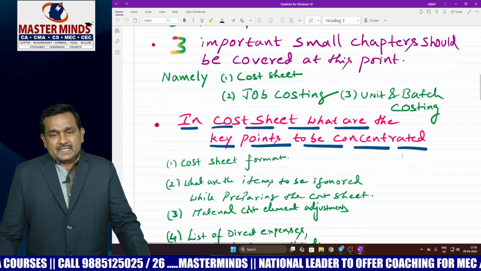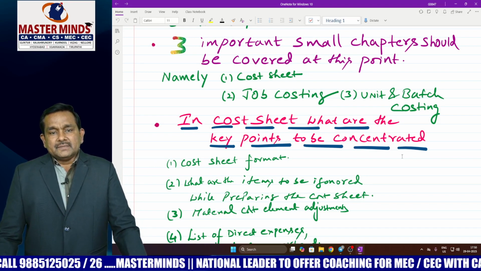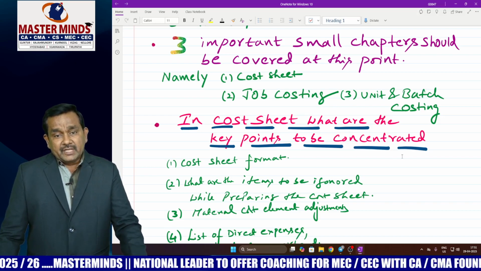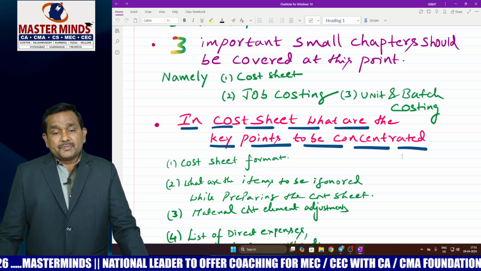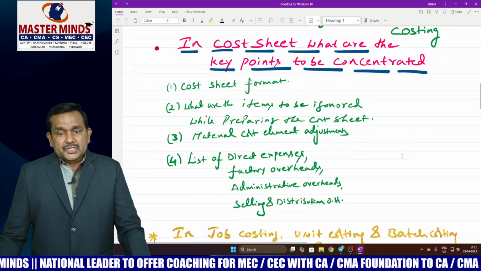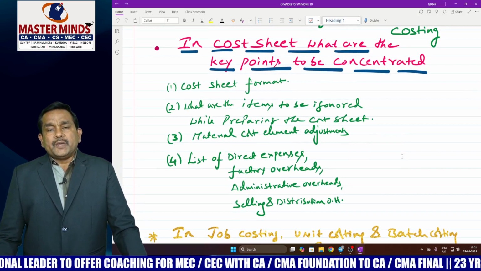In recent examinations, friend, definitely one question was given from these chapters. So, please concentrate on these chapters. In cost sheet, what are the key points to be concentrated on, sir?